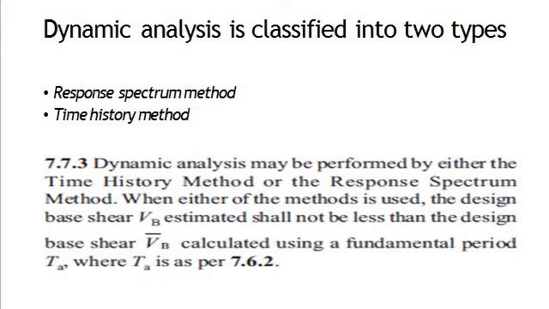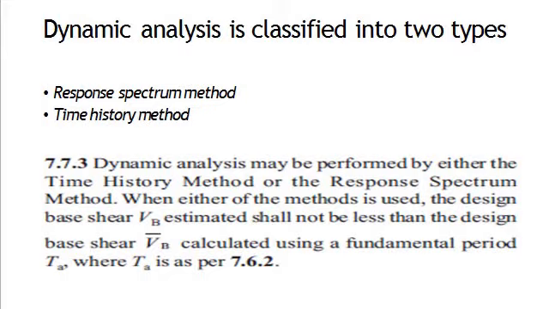Now, clause 7.7.3 of the code IS 1893-2016 says dynamic analysis may be performed by either the time history method or the response spectrum method. When either of the methods is used, the design base shear VB estimated shall not be less than the design base shear VB calculated using a fundamental period TA, where TA is as per clause 7.6.2.